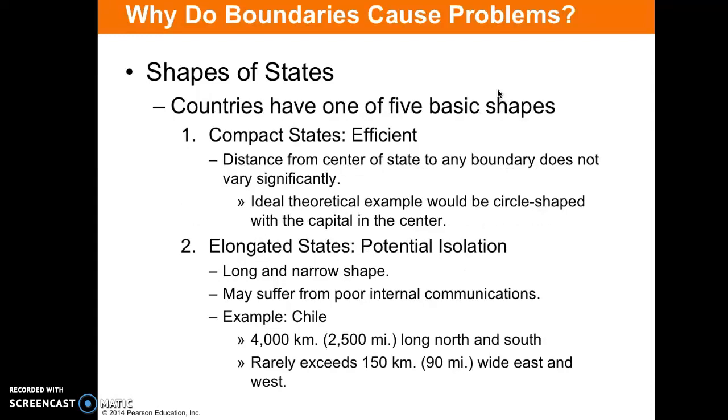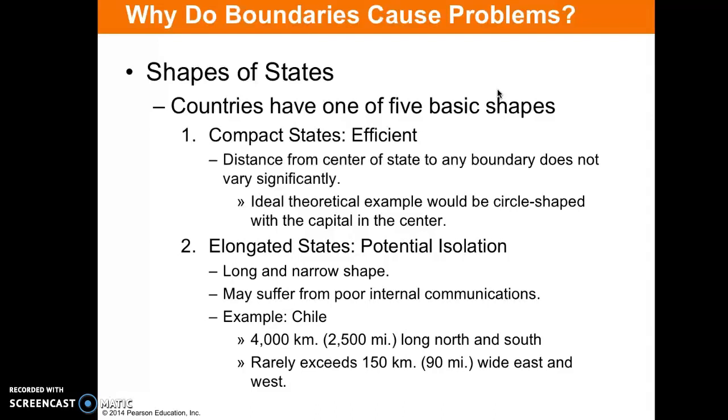So there are 5 basic shapes. The first one is compact. A compact state is a small state. The distance from the center to any boundary on the side does not vary significantly. It's not perfectly symmetrical, but it's small, and it's about the same distance to every side as it is to every other side from the middle.